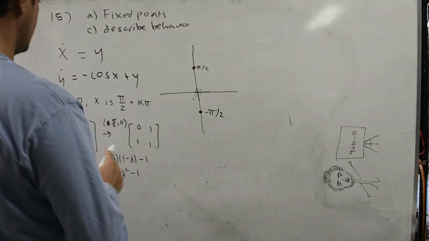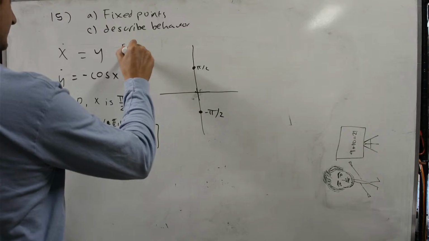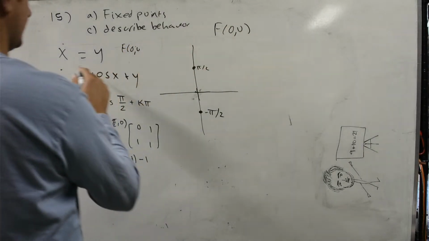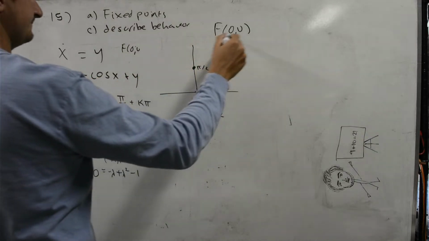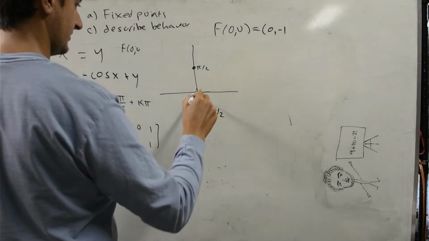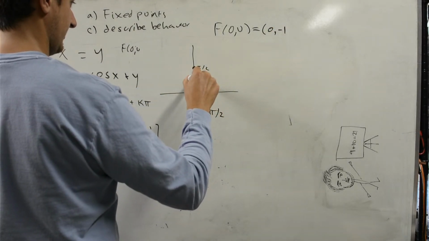Let's see. Well, okay, let's just say we're at 0, 0. F of 0, 0. Let's do this. We're going to get 0 minus 1. All right, so we're going to decay down this way. So it's probably like this.